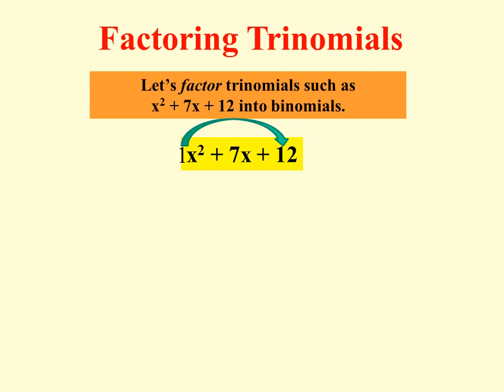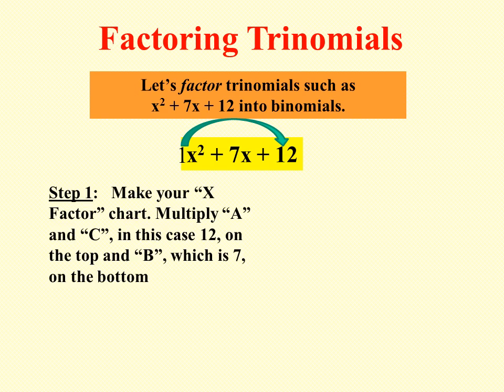And what we do is we put the a, which is 1 in this equation, and multiply it by c, the constant in the back. And we multiply a and c, in this case it's 12, and put it on top of my x factor chart, and 7, or b, in this equation, goes on the bottom of it. So 12 always on top, and 7 goes on bottom.